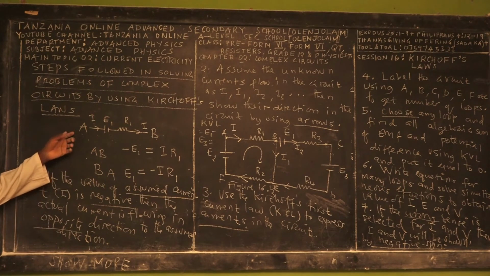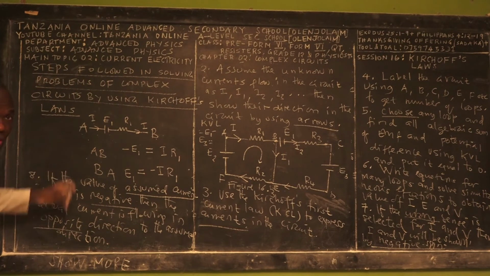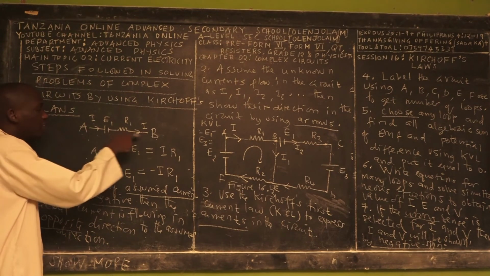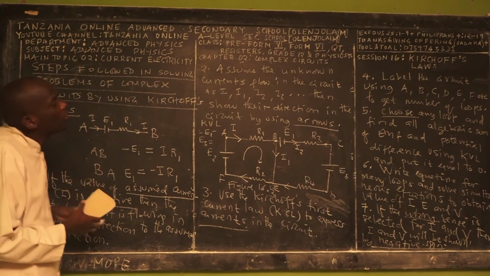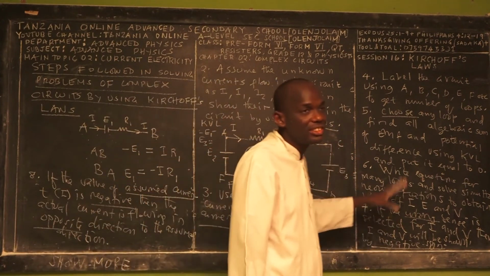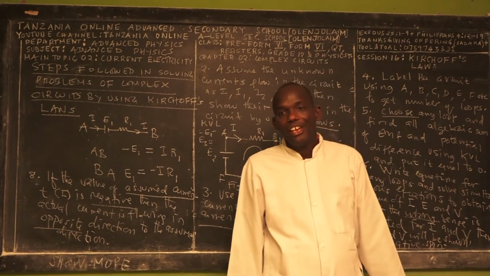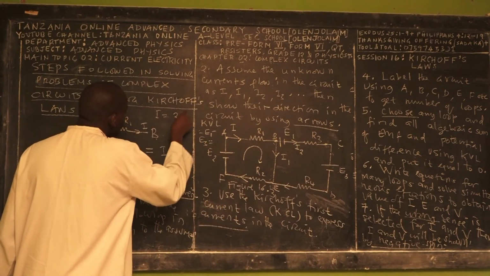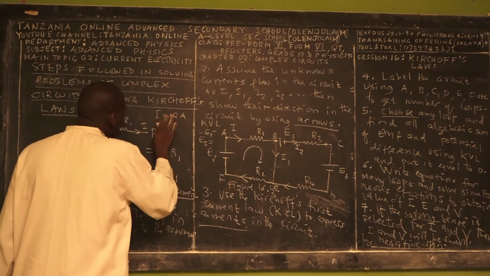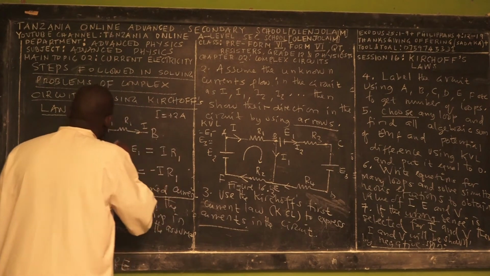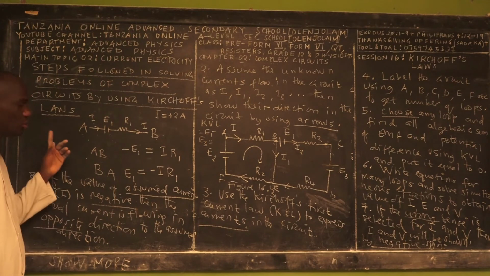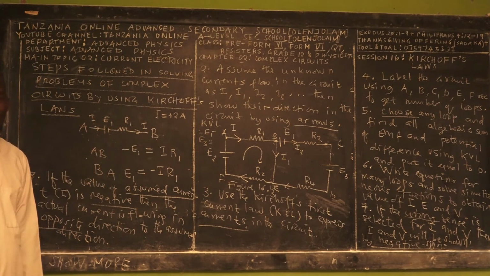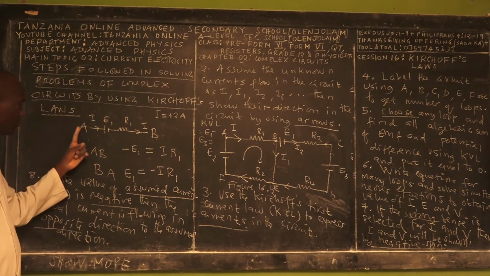What does it mean? I want to use this simple sketch. When I have been solving this problem, I assume the current is flowing from A to B. I followed all the 7 steps, and finally I found I is equal to positive 2 ampere. If I find I is positive 2 ampere, it means the direction which I assumed is correct. It is true that current is flowing from point A.